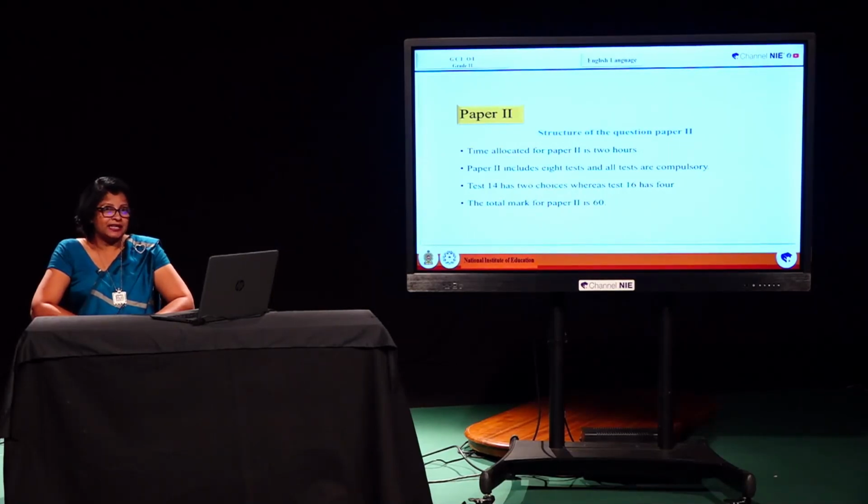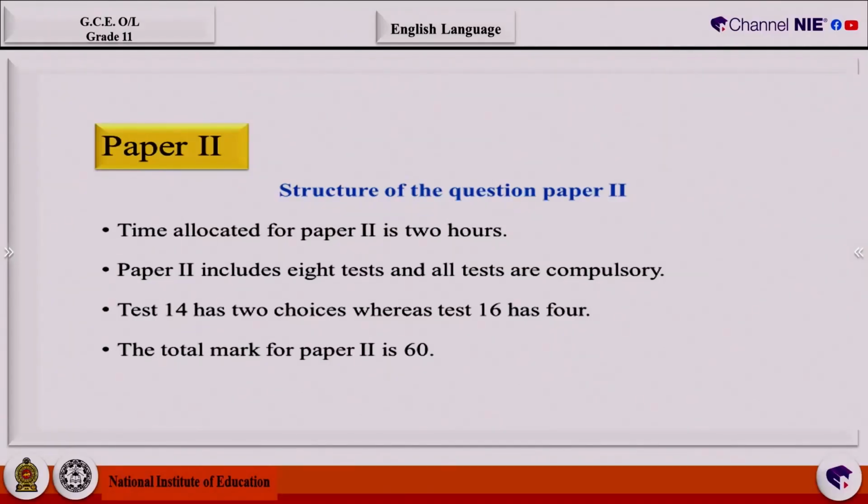And test 14 and test 16 are different from other questions because test 14 has 2 options, 2 choices. You can select one choice. And test 16 has 4 choices, and you can select one option or one choice. The total mark coming for paper 2 is 60.